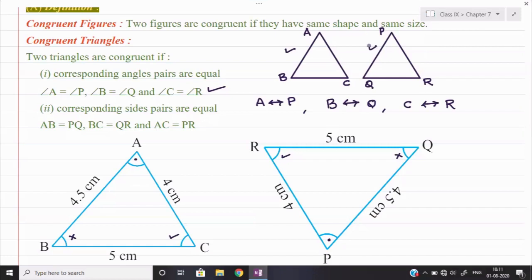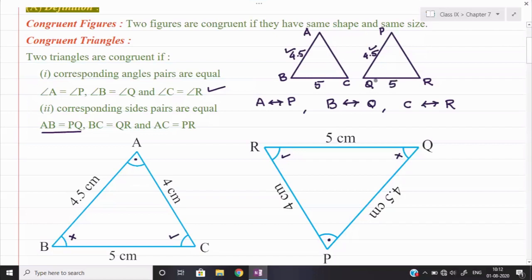So see, in the figure we have given the values. Look at the value of side AB. Side AB is 4.5 and side PQ is 4.5. So we can say that AB and PQ are equal. So one pair of corresponding sides is equal. Similarly, look at the sides BC and QR. AB is given as 4.5 and PQ is also 4.5, and BC is given as 5 and QR is also given as 5.